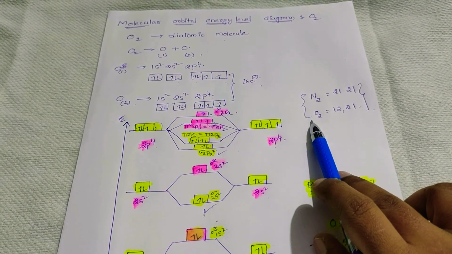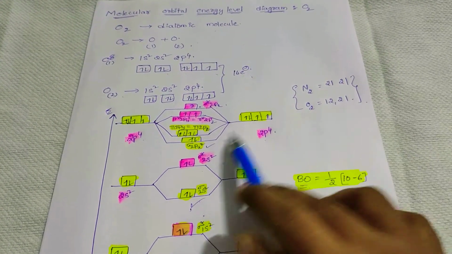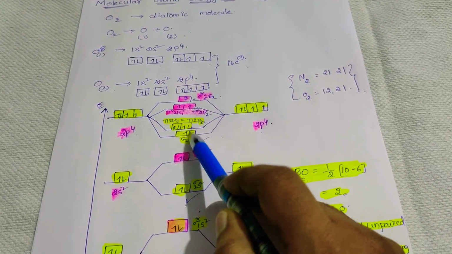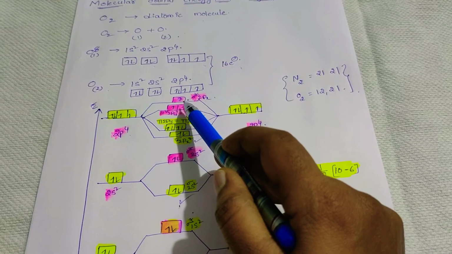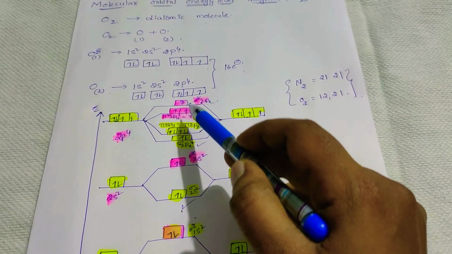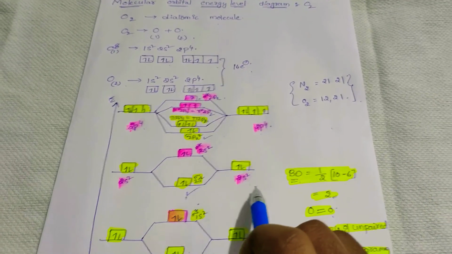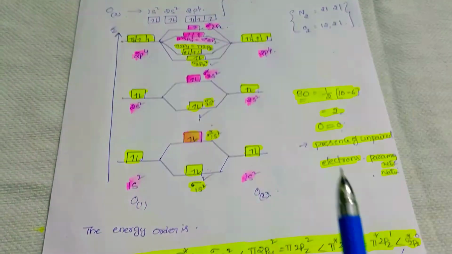We are coding N2 as 2 1 2 1, and oxygen as 1 2 2 1. That is 1 orbital, 2 orbitals, 2 orbitals, 1 orbital, 1 2 2 1. This is easy to draw the MOED diagram of oxygen. This is the diagram.